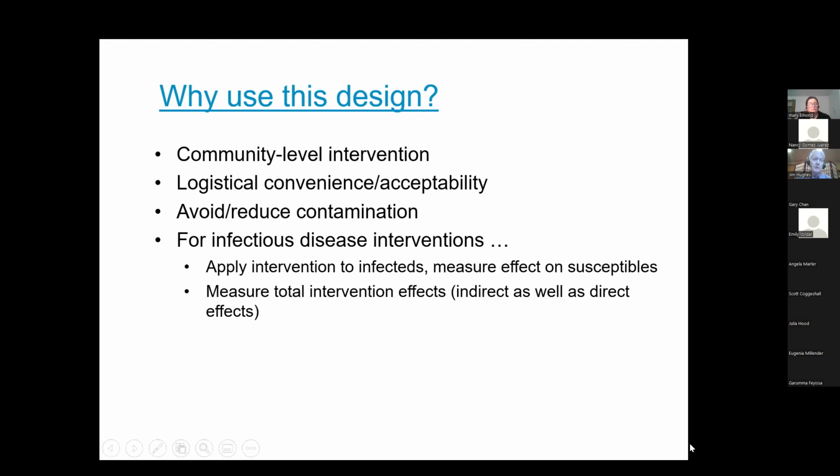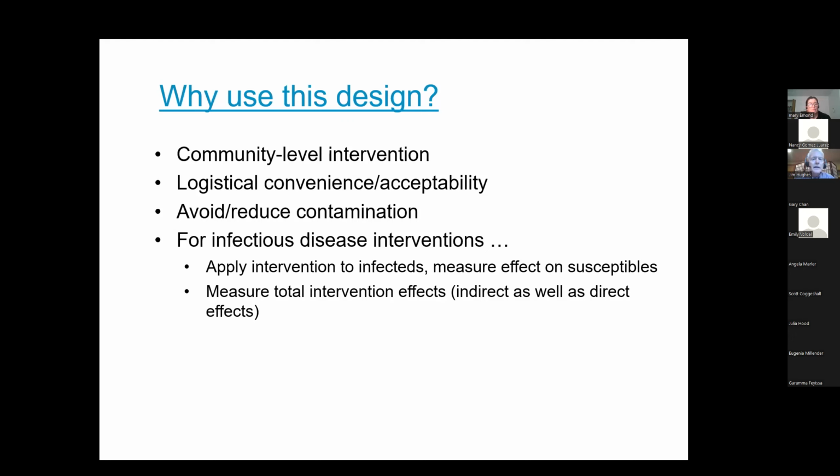You also may want to avoid contamination. If your unit of randomization is a household and you're giving people some drug or device or something to use in the household, you might be concerned that people in the same household would share the intervention. So you might want to randomize the entire household so that everyone in the household has access to it.